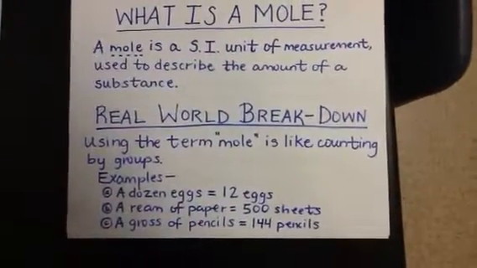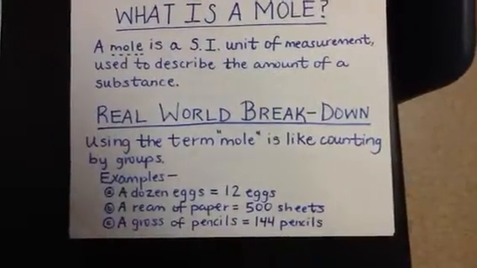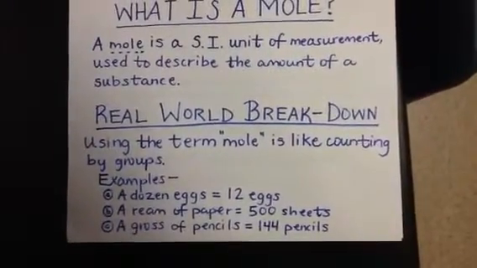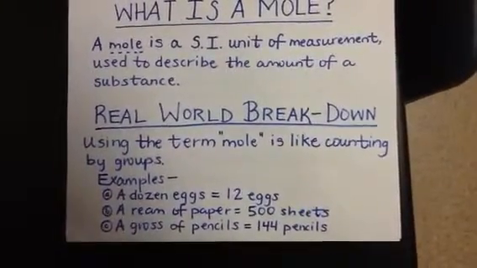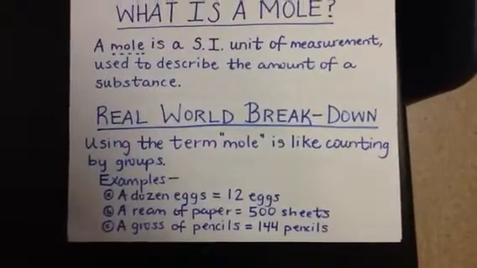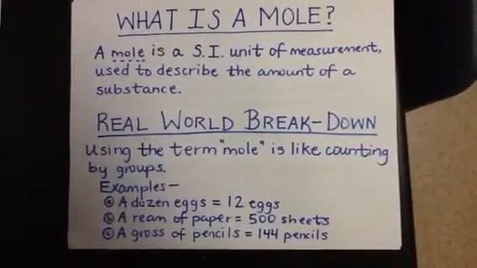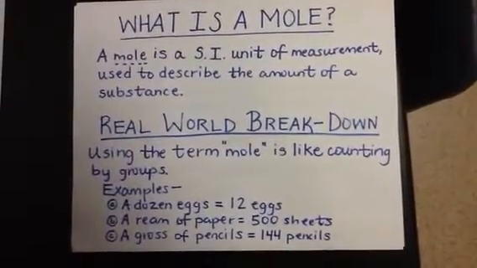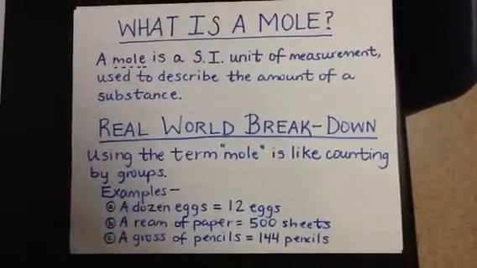So what does this really mean in the real world? Using the term mole is like counting by groups. Examples include a dozen of eggs, which you know is automatically 12 eggs, a ream of paper, which is automatically known as 500 sheets, or a gross of pencils, which is always going to be equivalent to 144 pencils.